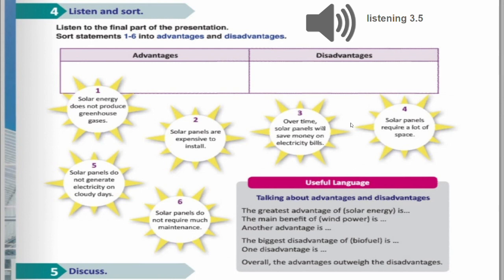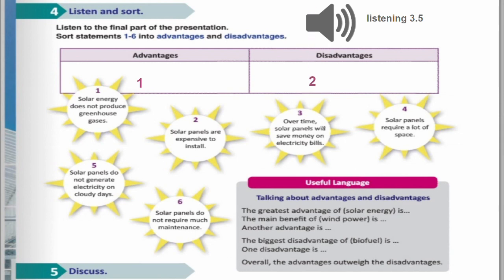Okay, any other questions? Okay, so let's check. Number one, solar energy does not produce greenhouse gases. This is, of course, something positive and it is an advantage. So, number one should be put in the first column. Number two, solar panels are expensive to install. This is something negative and it is considered a disadvantage.